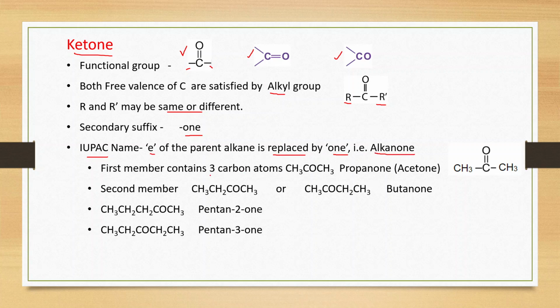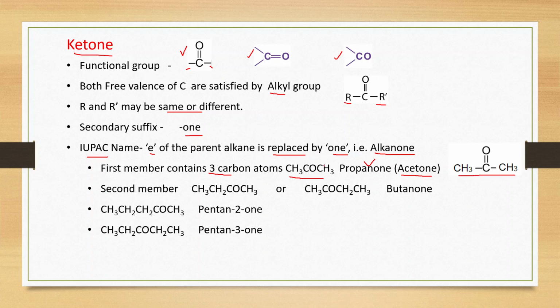Now its first member contains 3 carbon atoms because both the valencies of the carbonyl carbon are satisfied by the alkyl group, and the simplest alkyl group is CH3. So first member is CH3COCH3. IUPAC name is propanone. Common name is acetone, and this can also be written like this.